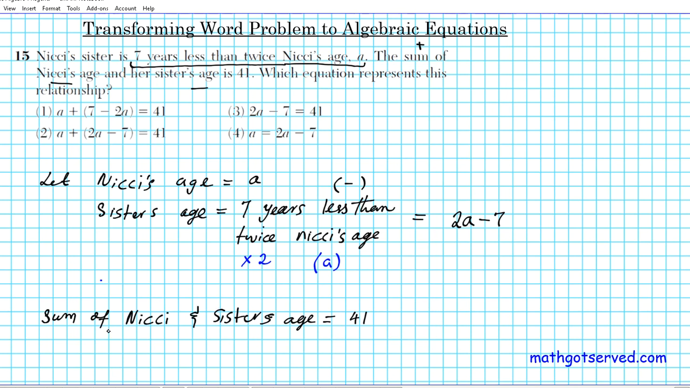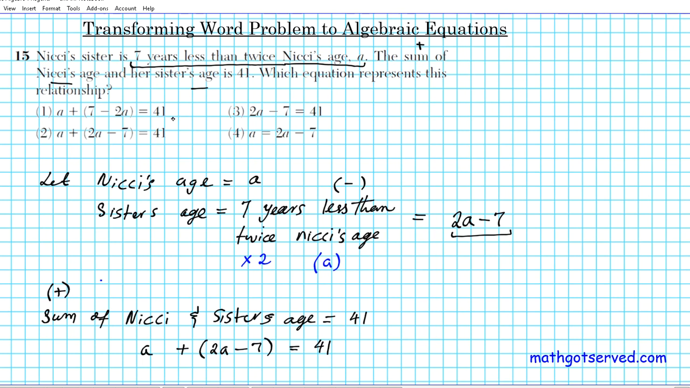So niece's age is what? Niece's age is A. What does sum represent? Sum is the addition operation. So we're going to add niece's age plus the sister's age. What is the sister's age? 2a minus 7. Plug it right in here. So sister's age is 2a minus 7, which is basically 7 years less than twice niece's age in verbal form, and that equals 41. So this is the algebraic equation that represents this statement provided for us here.